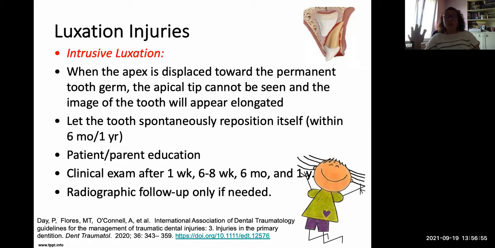So we should follow the patient for 6 months to a year to see if any pathosis is occurring. During this time, for the very first 2 weeks, soft eating is important, and also cleaning the affected area is important. So we should educate the patients or parents accordingly. So we need to make clinical examination extending to a year, and we can radiographically follow up the case just if needed.